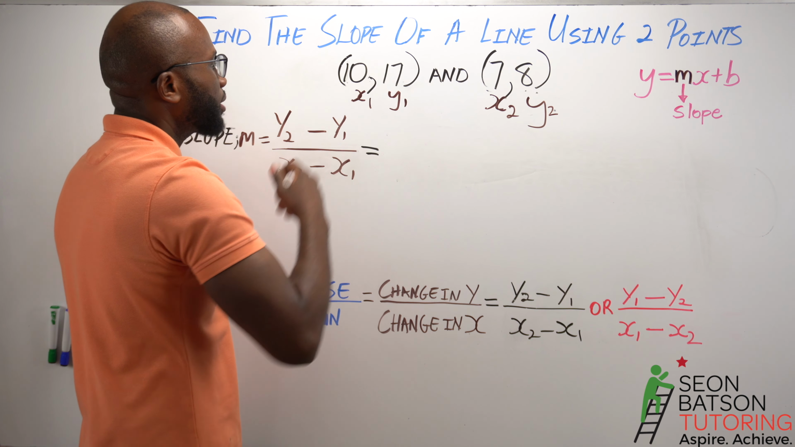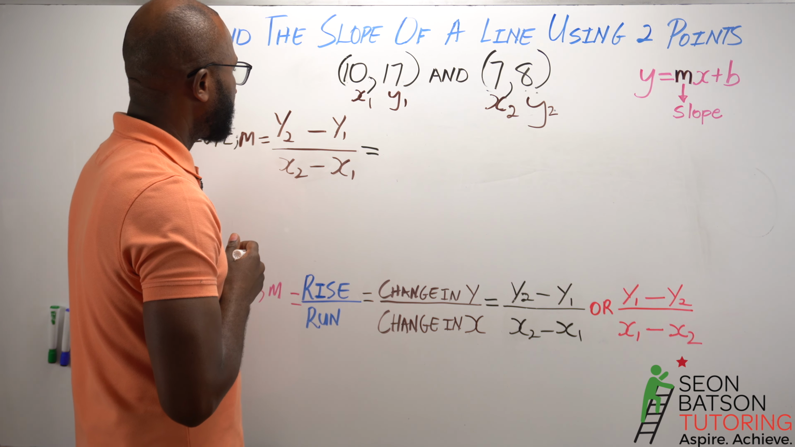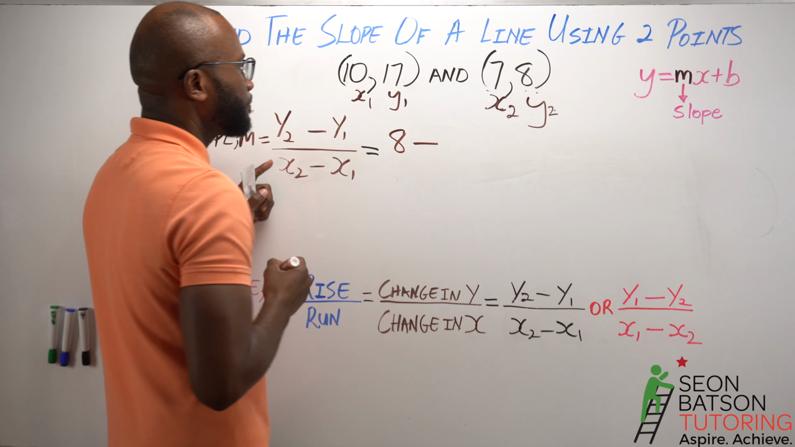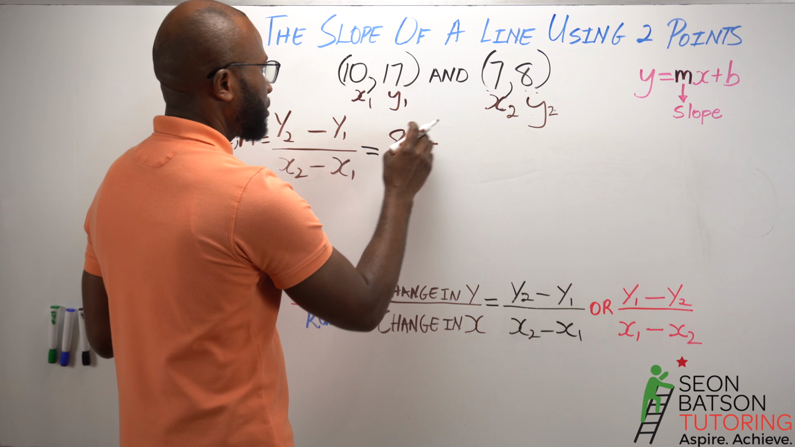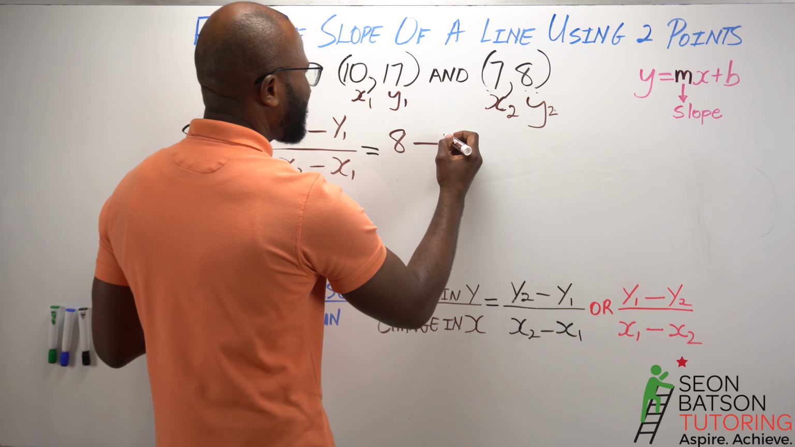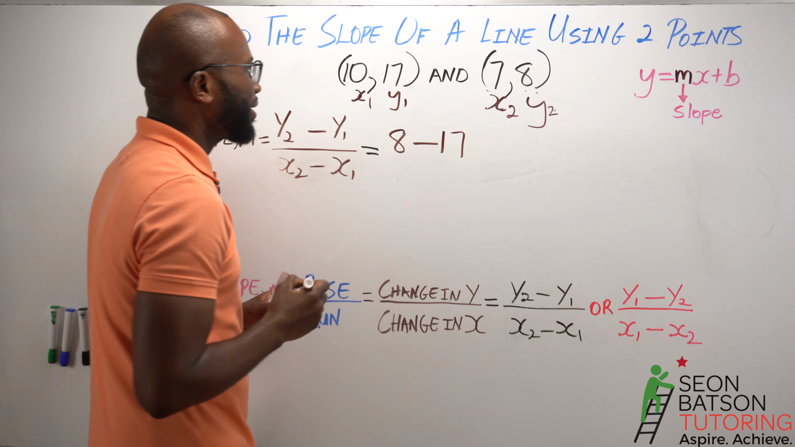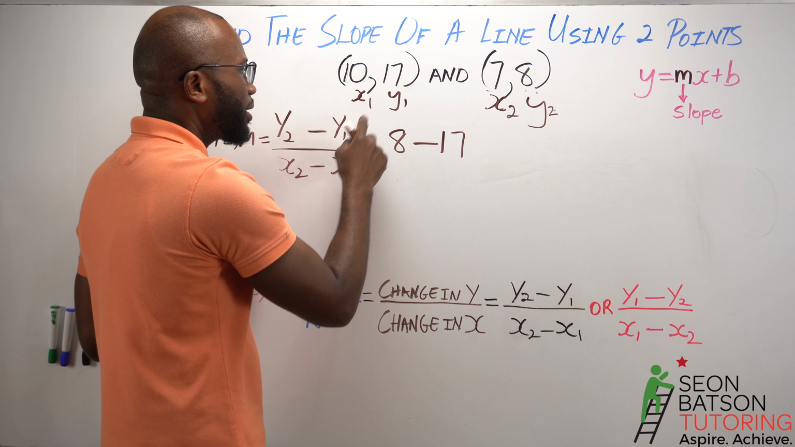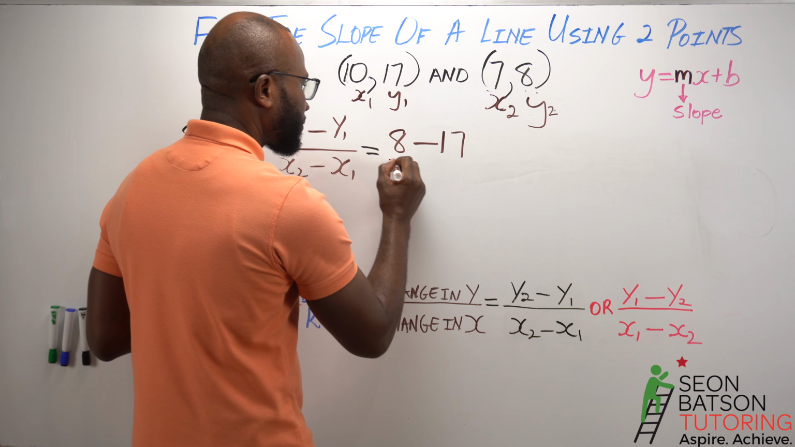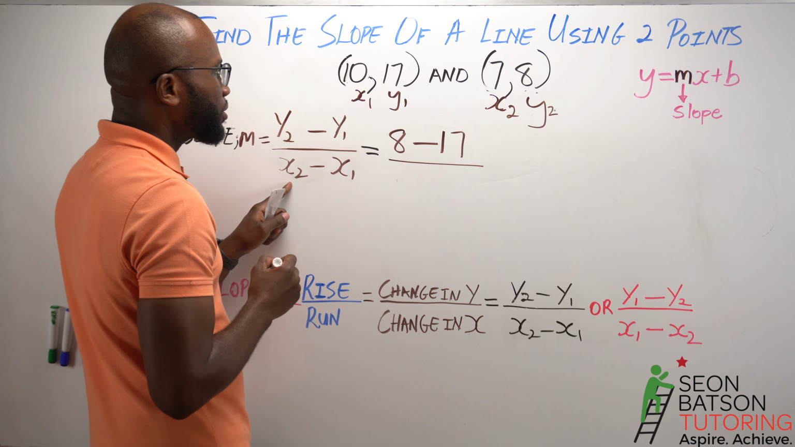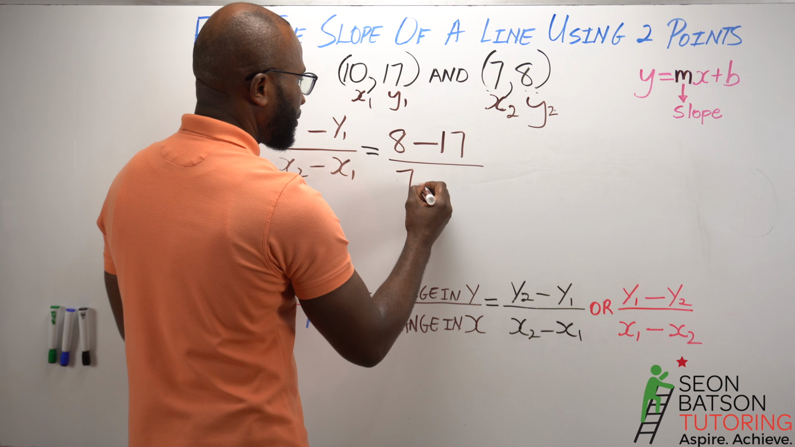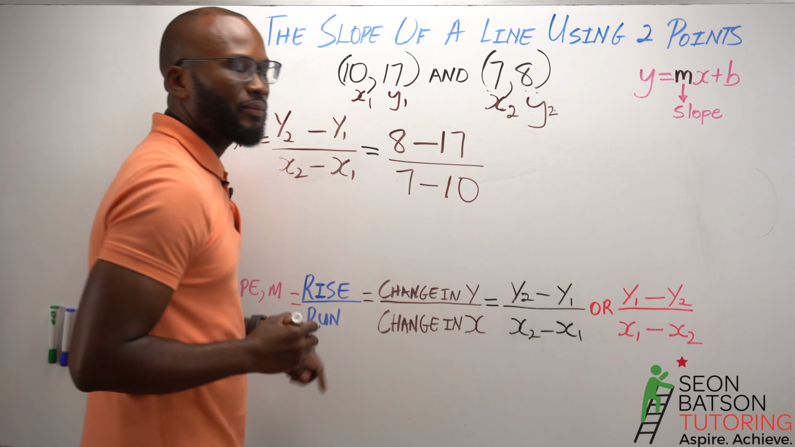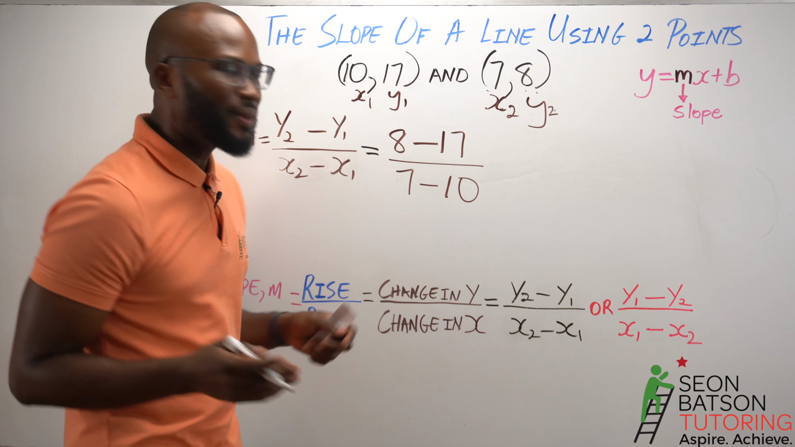Now we'll put our coordinates into the formula. y2 is 8 minus y1, which is 17. So y2 is 8 and y1 is 17. Yes? All right. x2 is 7 and x1 is 10. So far, so good? All right.